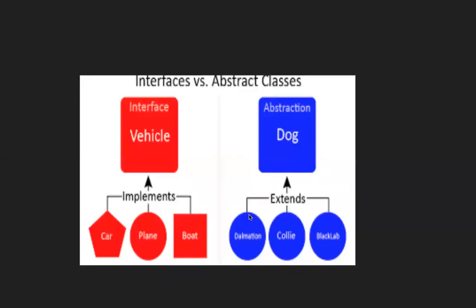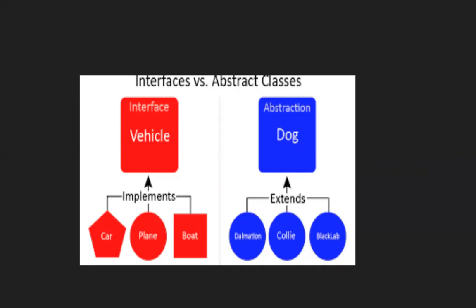So it's a very simple slide. What is the difference between interfaces and abstract classes? We should understand the difference, because we talked about two different ways of creating abstraction. One is through an interface, and the other is an abstract class.